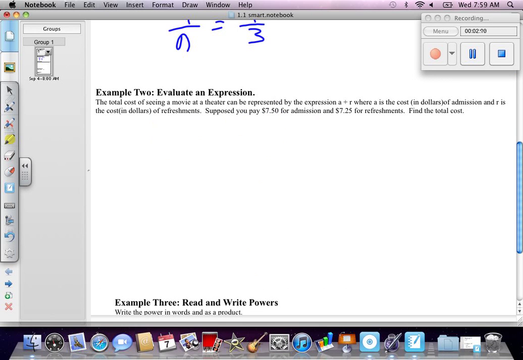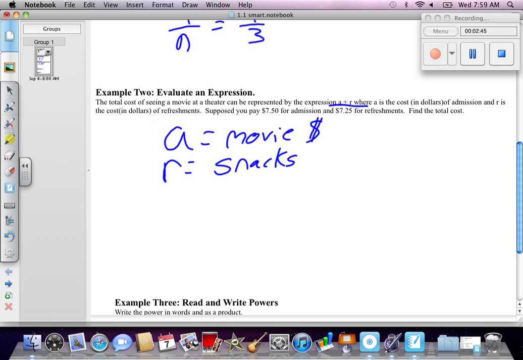The total cost of seeing a movie at a theater can be represented by the expression A plus R. Okay, where A is the cost in dollars of admission, and R is the cost in dollars of refreshments. Suppose you paid $7.50 for admission and $7.25 for refreshments. Find the total cost. Well, we know A equals movie price. We know R equals, I'm going to call it snacks. Same thing as refreshments. Okay? And we know that A plus R equals our total cost.